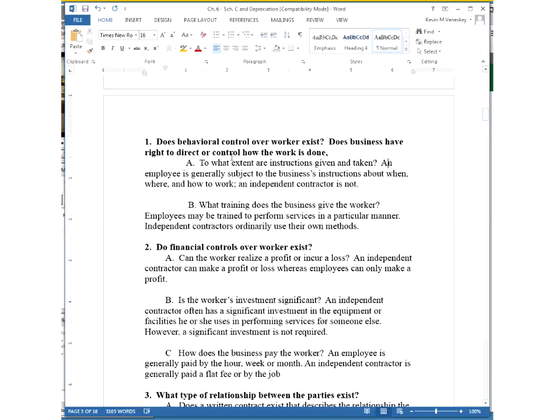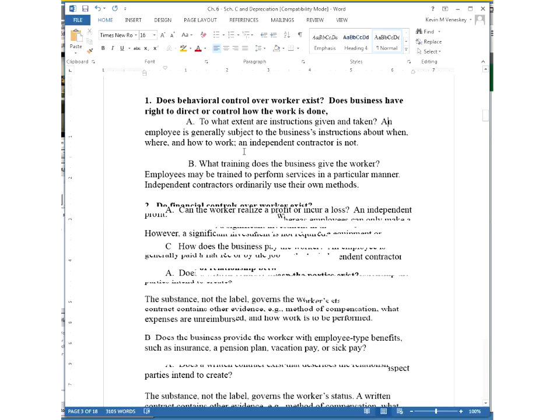Do you get to pick which assignments you're going to do, or are you told which ones you're going to do? That's the difference between an independent contractor who picks and an employee who's told.